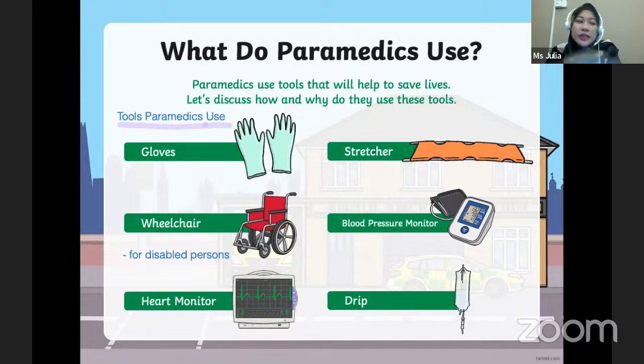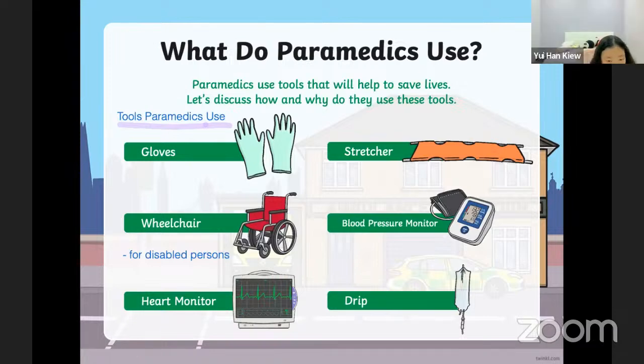Okay, so good. It's like a moving bed. You put the person on the stretcher, let them lay down on it, and then you carry or you move. Some stretchers have, how do you call this? Wheels, right? It's like a moving bed. So you carry that to the ambulance and bring to the hospital. Okay, how about number 5?